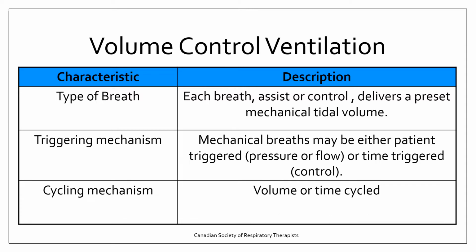If their respiratory rate is 12 breaths per minute, then every 5 seconds the machine is going to deliver a breath. And the cycling mechanism, so really what's going to end this breath, will be volume or time cycled. So once a preset volume is reached, or once a preset time is reached, depending upon the ventilator and what is set on that ventilator.